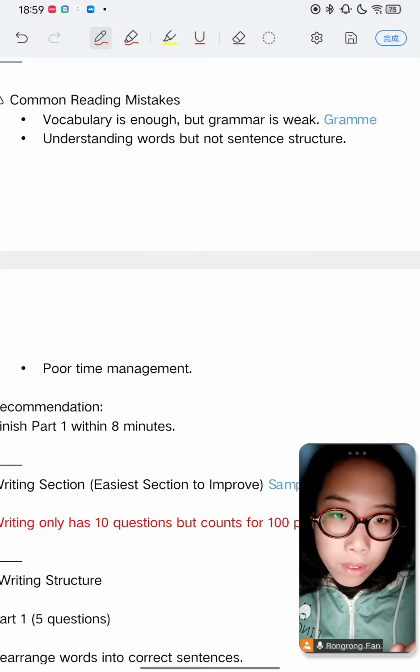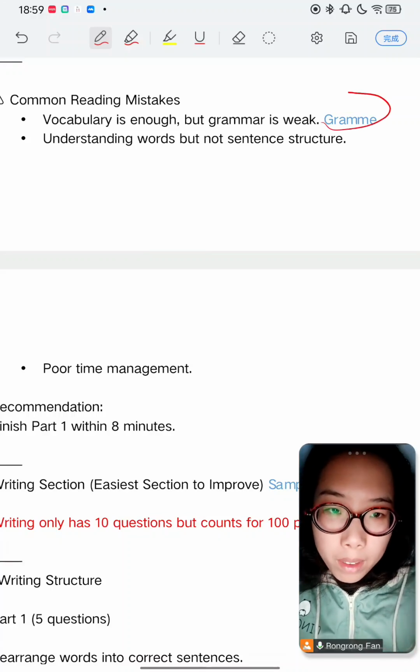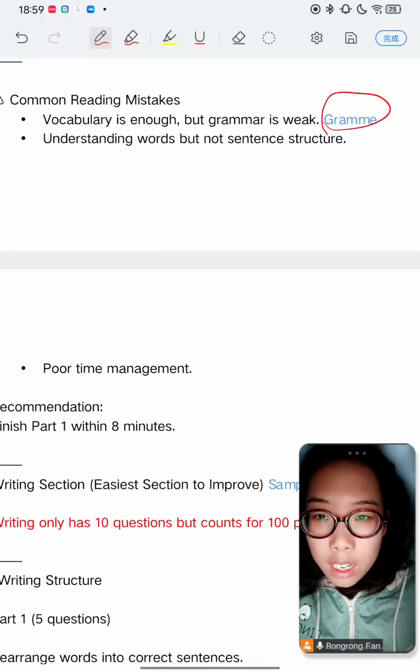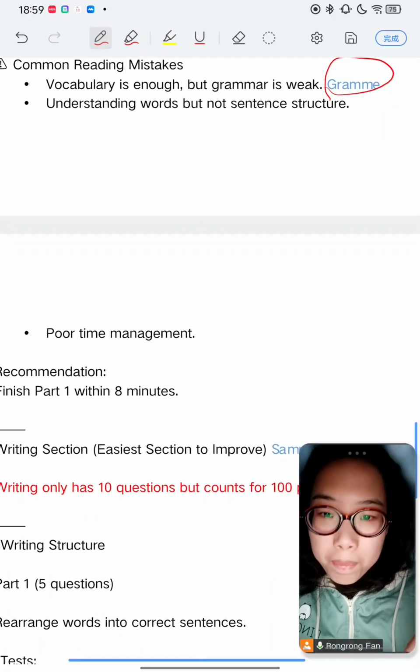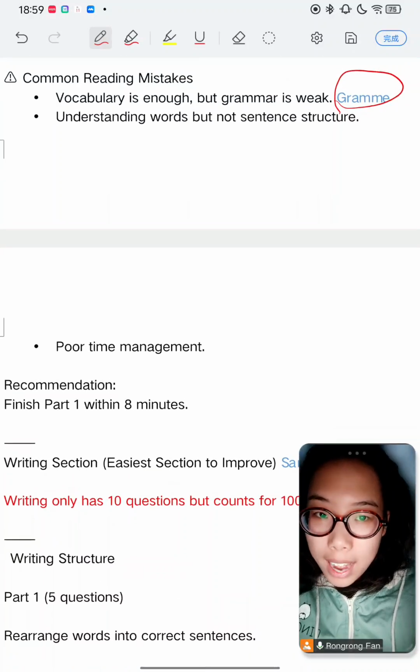This is really, really wrong. Really wrong in this part. So you should know the grammar. And another one is understanding words but not sentence structure. This is also a very dangerous action.